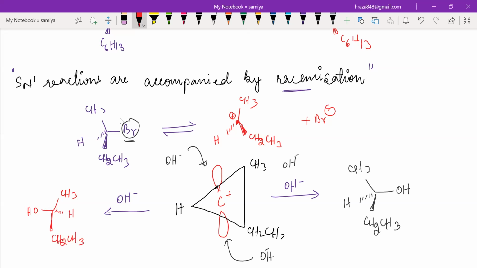So basically, that's why you can see if one will be D, then the other will be L. And if they are mixed in the same proportion, the mixture is called a racemic mixture and the process is racemization. Racemization and racemic mixtures are optically inactive. Please write this.